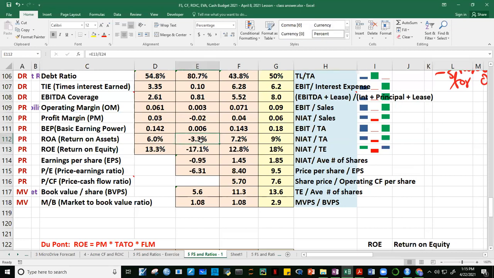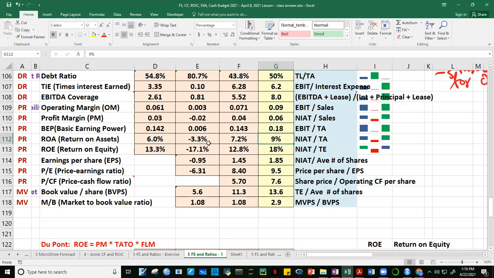Then this one, 3.3 loss. For every peso invested in the company, we lose 3.3 centavos. Then in 2021, we recovered, becoming 7 centavos to the peso of assets. But then again, guys, as I said, we pale in comparison with the competitor. Now, in the real world, of course, we won't just stop at that.